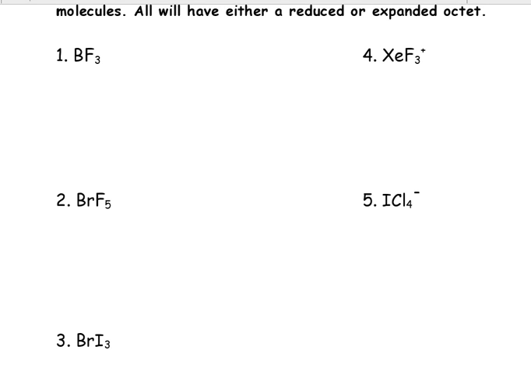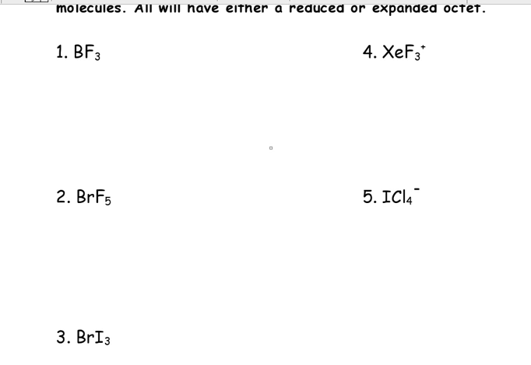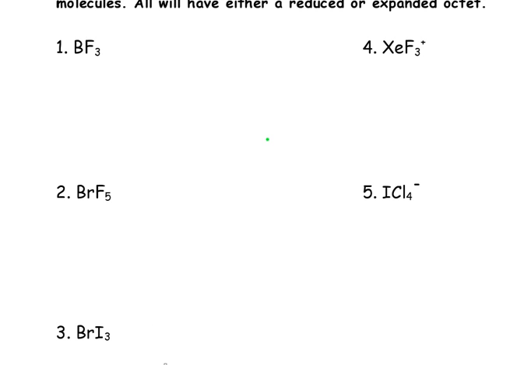Alright, in this video we're going to look at situations where we have expanded or reduced octets. Octet meaning 8, expanded referring to more than 8 valence electrons, and reduced meaning less than 8 valence electrons. So the elements that we have to worry about for the reduced octets are boron and beryllium, and obviously hydrogen.